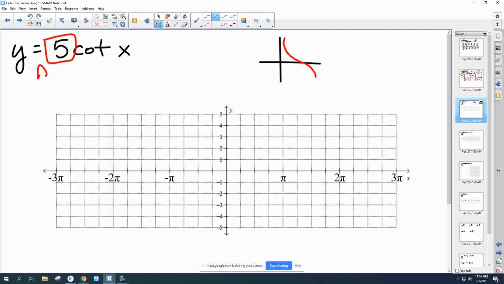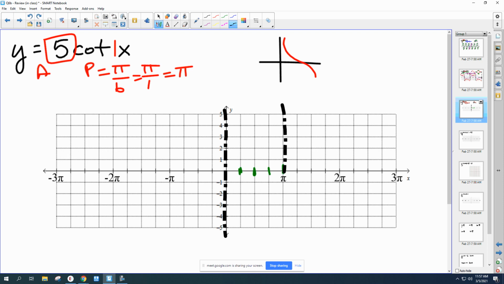So we've got this A number, and the period is pi over B, not 2 pi. So that's 1, so pi over 1 is pi. So we do like all of the others. Mark pi, cut it in half, and half again. There is no shifting, so we can just draw our asymptotes through the outside boundaries. And as long as you've memorized that cotangent is decreasing, all you really have to do is make that number 5 fit. All right? I'm going to go 5 and 0 and negative 5 so that it's decreasing. The end.